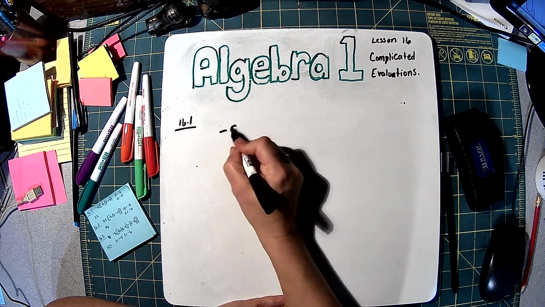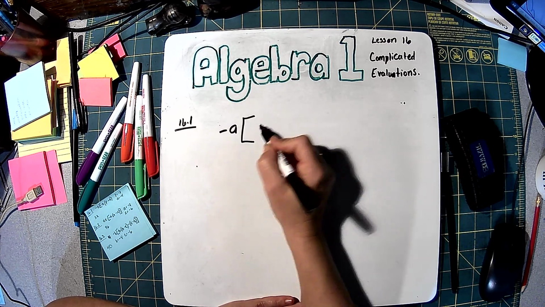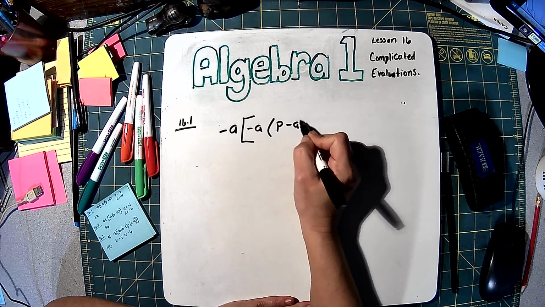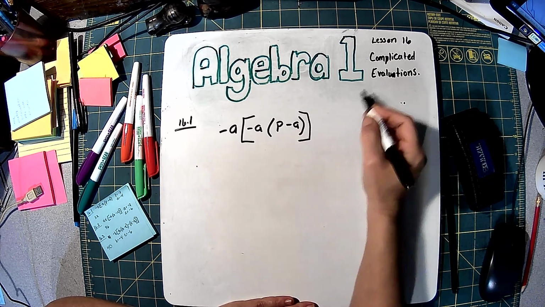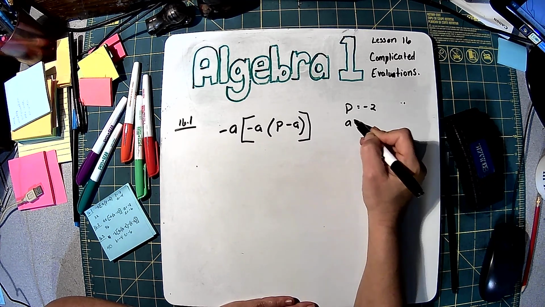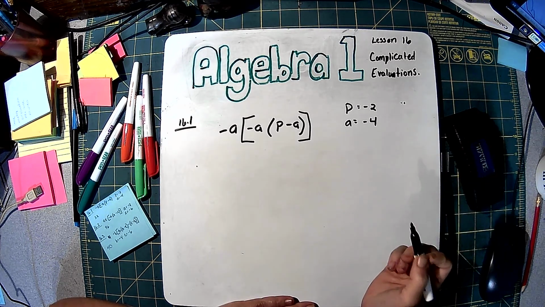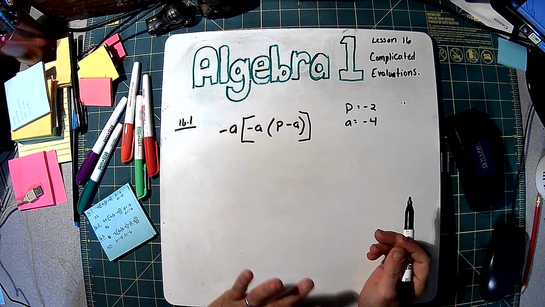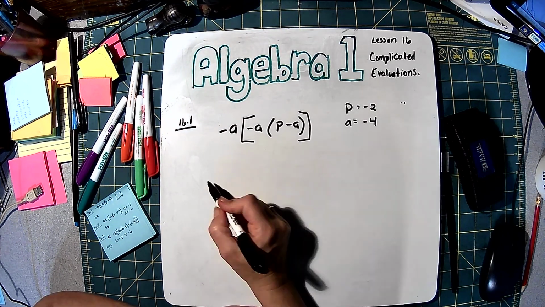16.1, so we've got negative a, then we've got a bracket, and then we have another negative a times p minus a. And then it tells us that p is negative 2 and a is negative 4. Okay, so there's two different ways to do this. There's the way that the book tells you to do it, and then there's my way. I'm going to do it the way the book tells you to do it first.